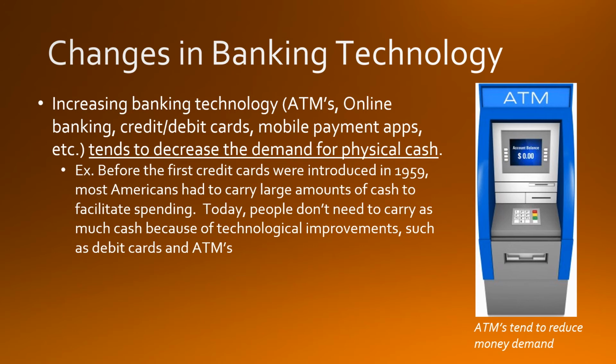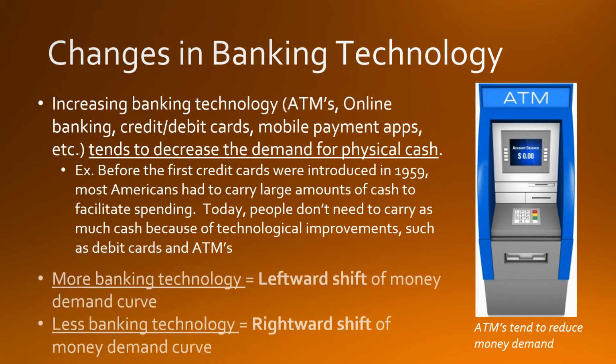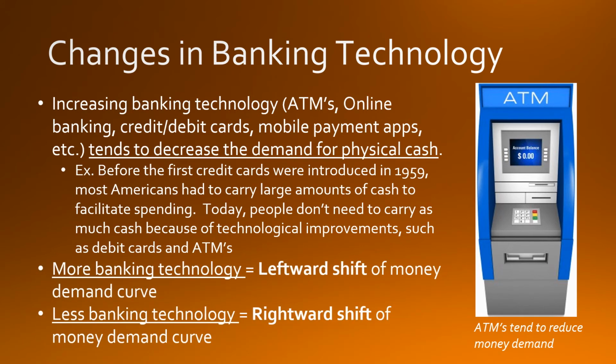I mean, just think about it. How many of you have paper cash in your hand or in your pocket right now? Yeah, not many. And you see, it's because we have debit cards and all these other forms of payment. So more ATMs, more debit cards, those things tend to decrease our demand for physical cash because physical cash becomes less relevant, right? More banking technology tends to make our money demand curve shift to the left. So if you see any questions on tests about banking technology increasing, that's a leftward shift of money demand. If banking technology decreases for some reason, then we would have a rightward shift of money demand.